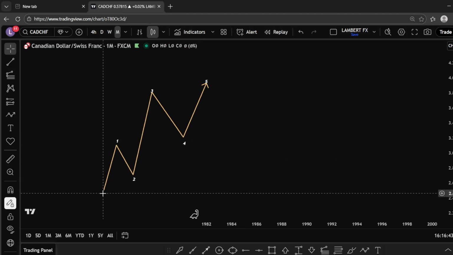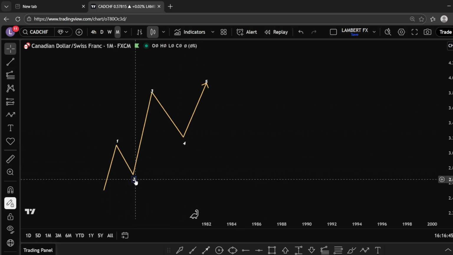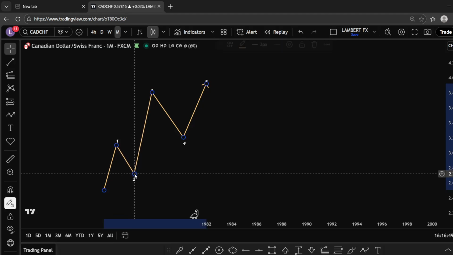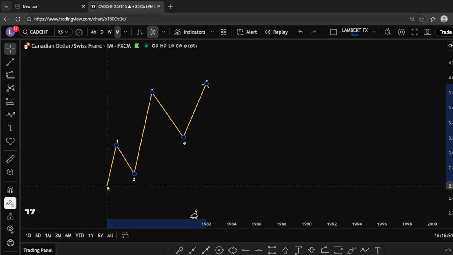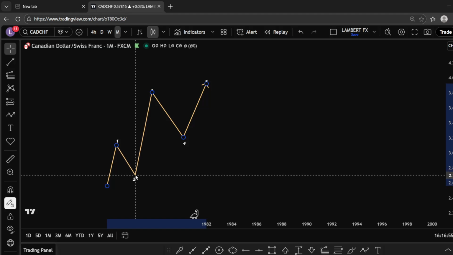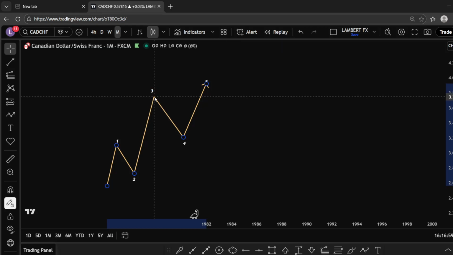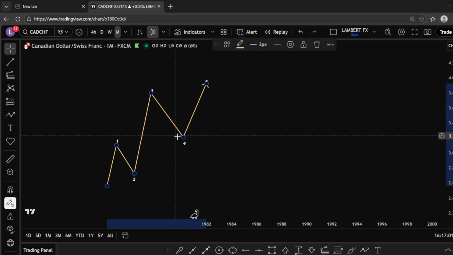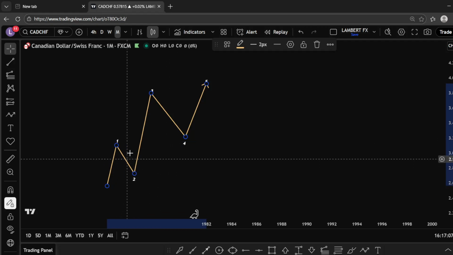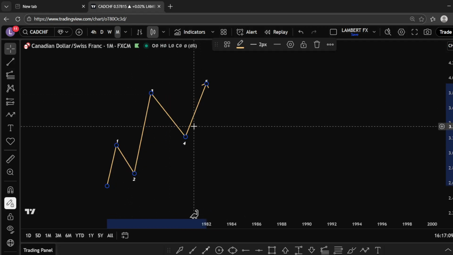Okay, so your leg 2 is your corrective leg. Yeah, so your leg 1 is your impulsive move. The leg 2 is your corrective wave. Leg 3 is your impulsive leg. Leg 4 is the corrective wave. Yeah, so 2 and 4 are the corrective waves. 1, 3, and 5 are the impulsive or the motive moves.